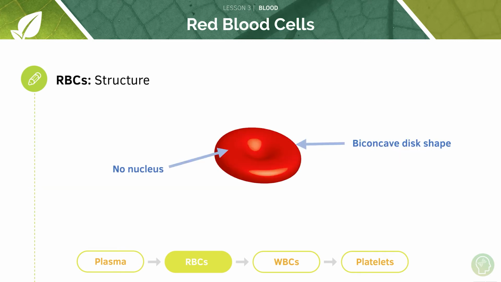So structure-wise, red blood cells have a biconcave disc shape. And this is really important because it increases their surface area. And so therefore they've got a higher surface area for the uptake and release of oxygen, which is essential to their function. Red blood cells also have no nucleus, so this means that they have even more space to pack in as much hemoglobin as possible, which is going to make them really efficient transporters of oxygen.